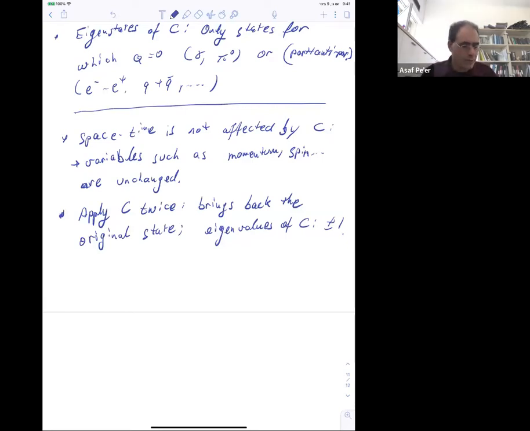Okay. Now, similar to P, C is a multiplicative quantum number. And again, the strong and electromagnetic interactions do conserve C, but the weak interaction violates C.